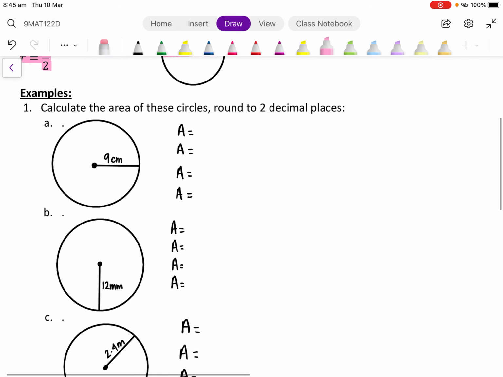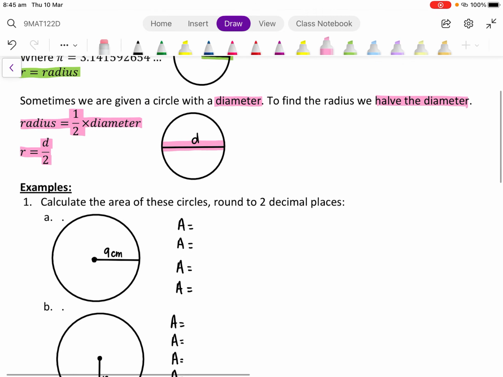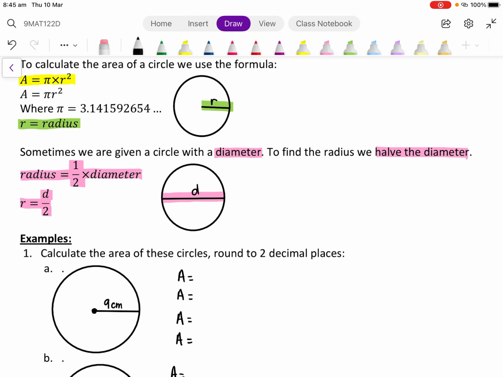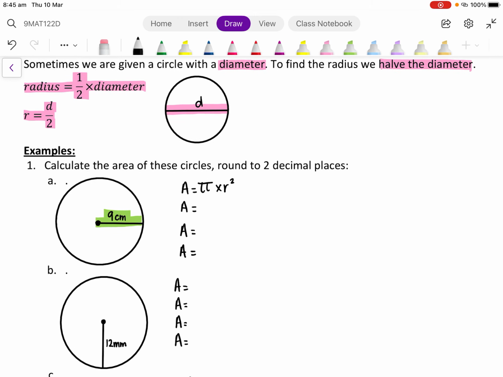Let's look at some examples. So to calculate the area of these circles, we want to round to 2 decimal places. What we need to do is identify the formula for area of a circle. The formula is A equals pi times r squared. So we're going to write that out at the start of every question. We then want to identify what our radius is. In this question, we have been told that our radius is 9. On our next line of working, we substitute in our radius. So we have pi times 9 squared.